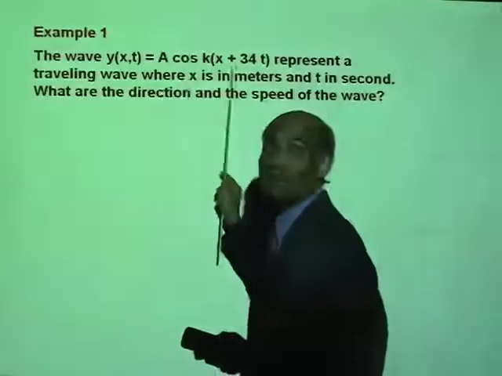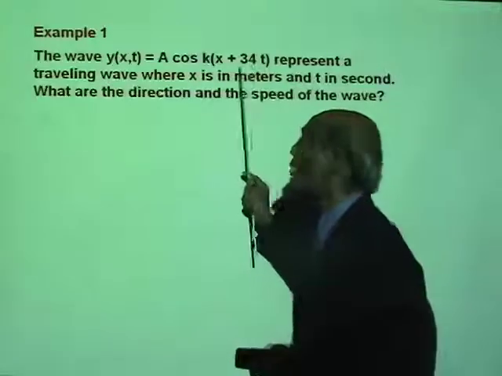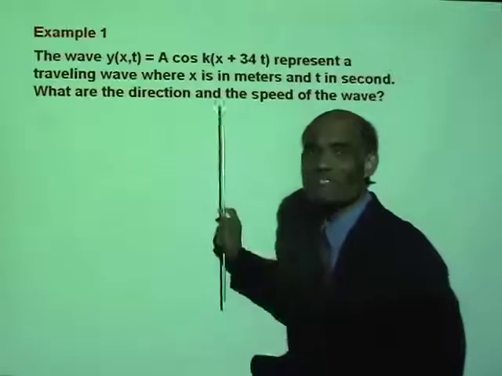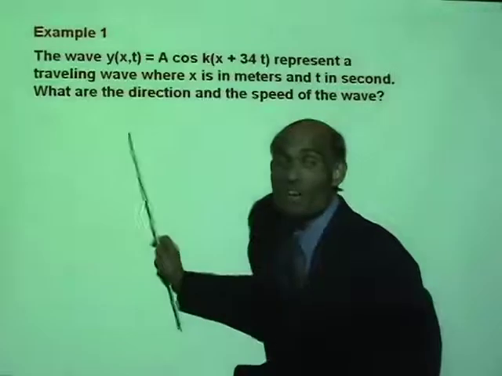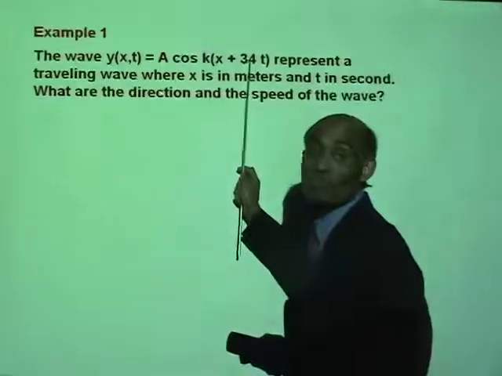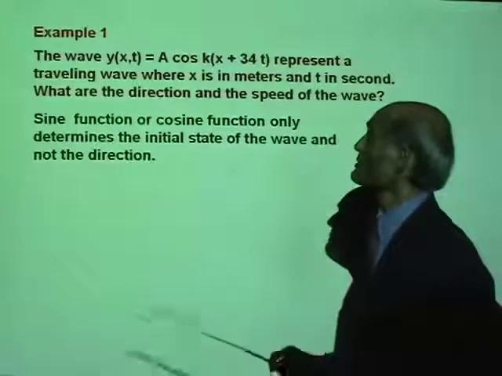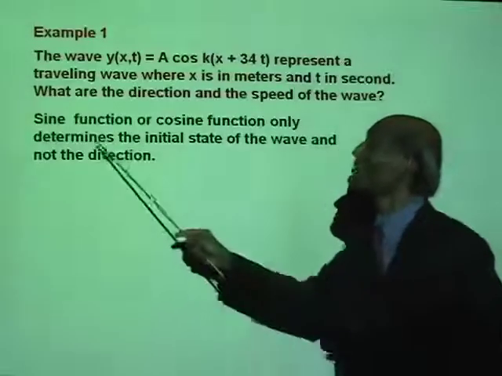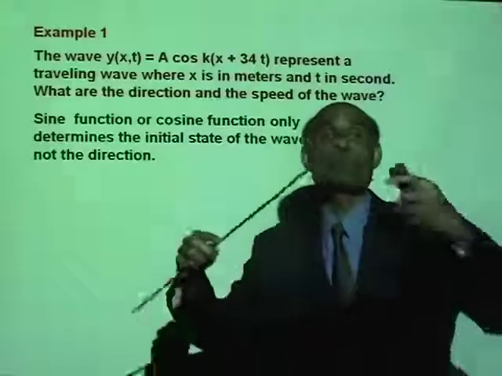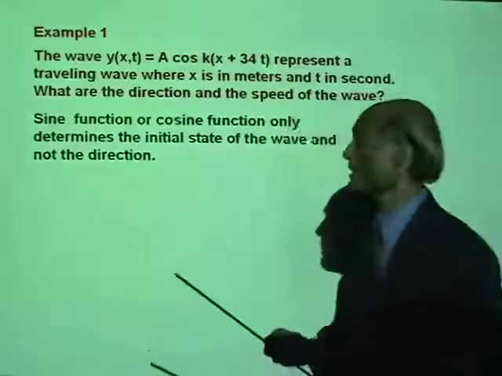You must look at the specific form of the equation. So this tells you that this is a wave advancing to, is it to the right or left? To the left. And what is the speed of that wave? It's 34 meters per second. This is v, the speed of the wave. The sine function or cosine function only determines the initial state of the wave. In other words, where is the particle when you start looking at the clock?